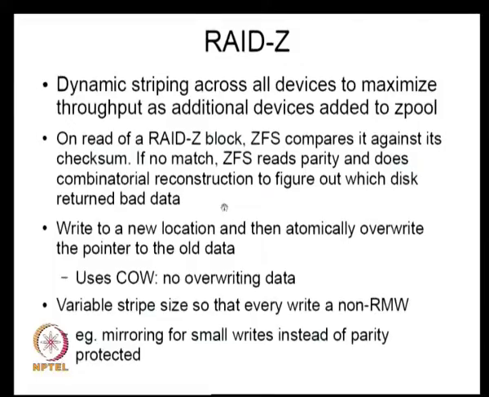So, that is for read. For write, as I mentioned, this one never really does any overwriting of data. You always write to a new location and then atomically overwrite the pointer to the old data. That is why snapshots and other things are trivial here. As I mentioned already, there is variable stripe size, so that every write is a full-stripe write. You do not have to do read-modify-write. So, that means that the RAID performance problem is gone now.